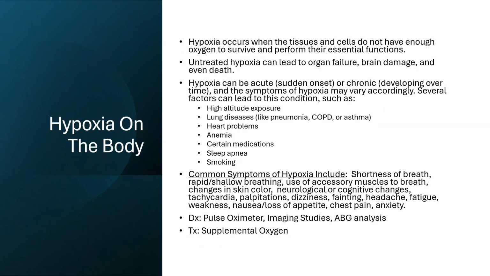All right, so let's talk a little bit about hypoxia. Hypoxia occurs when the tissues and the cells don't have enough oxygen to survive and perform their essential functions. Untreated hypoxia can lead to organ failure, brain damage, and even death. Now, hypoxia can be acute, which means sudden onset, or it can be chronic, which develops over time. And the symptoms of hypoxia might vary accordingly, depending on if it's acute or chronic.